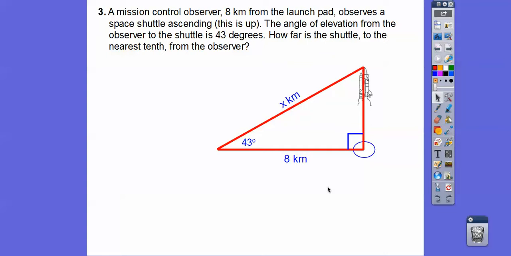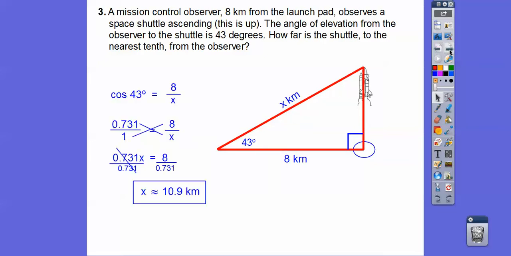All right, so is this a sine, cosine, or tangent ratio? So this is the angle. This is adjacent, hypotenuse. That would be cosine. Cosine is adjacent over hypotenuse. So find the cosine, cross multiply, divide, and we get about 10.9 kilometers away.